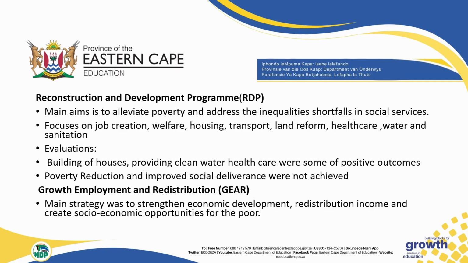This one is to strengthen economic development, redistribute income, and create socio-economic opportunity for the poor. You know, in the previous topic we distinguished between economic growth and economic development. Economic growth is all about the increase in the production of goods and services, the increase in gross domestic product. And economic development is a better standard of living. Therefore, this policy, which is GEAR, is meant for looking at economic development.